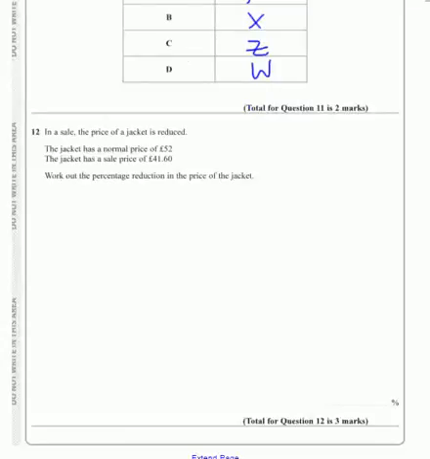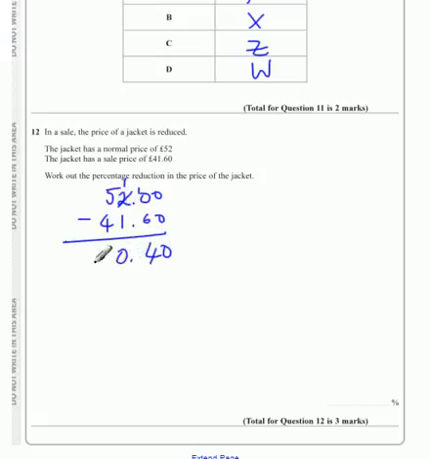Right, this one we are trying to find the percentage reduction of this jacket. First thing we need to do is work out how much it has decreased by in the cost. So we're going to do 52 take away the £41.60, which is the new price. 0 take away 0 is 0, 0 take away 6 we can't do, so we're going to borrow 1 from the 2 there. So we've got 10 take away 6 is 4, 1 take away 1 is 0, 5 take away 4 is 1. So we've got £10.40 is the price it has gone down by.